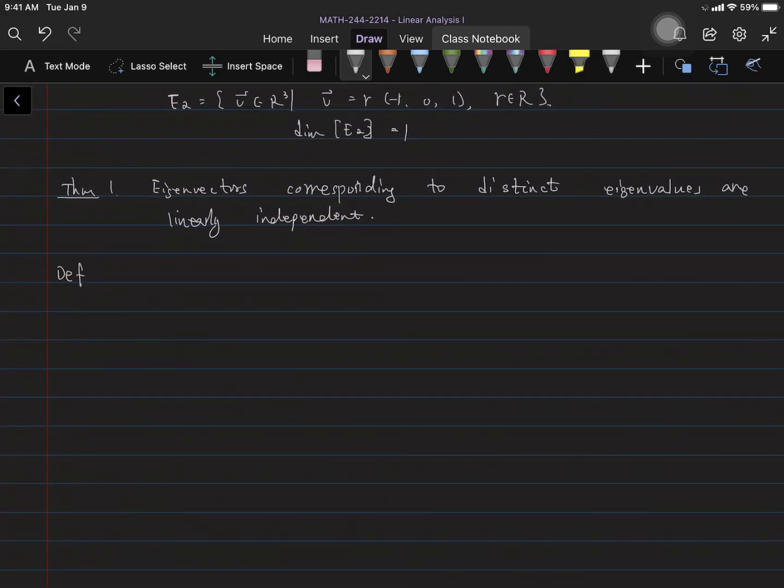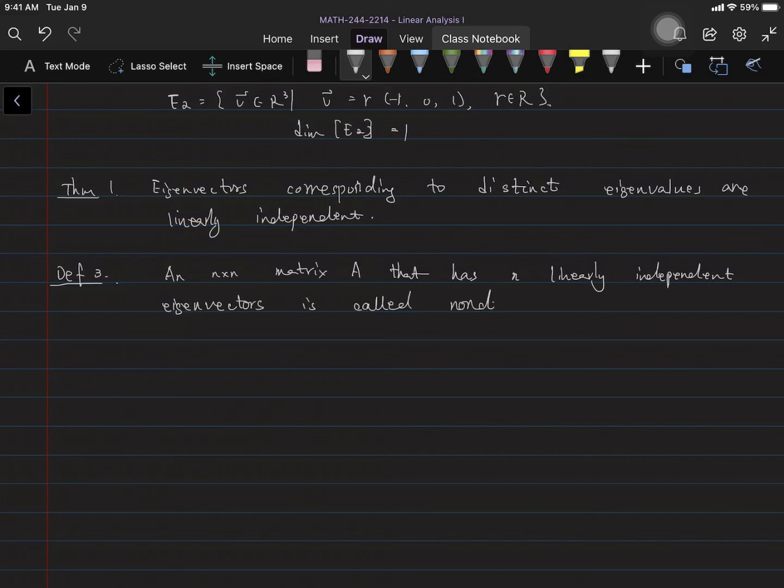Now let's take a look at definition 3. Definition 3 is for some matrices. It's called defective or non-defective. Let's take a look. A matrix A that has n linearly independent eigenvectors is called non-defective. I will show you an example. What's the meaning? It's pretty easy to understand. Otherwise, if A has fewer than n, it is called defective.